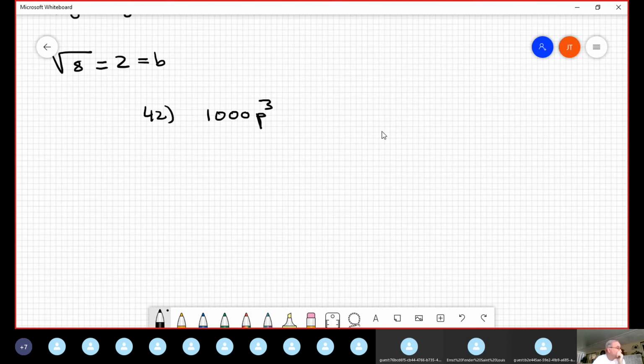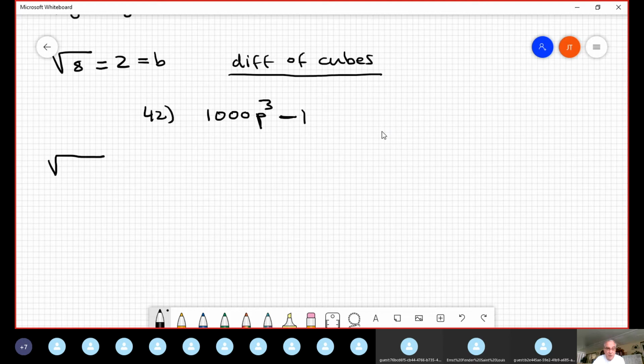1,000 P cubed minus 1. Factorization. Again, my question is: is it a difference of cubes or no? Yes, you recognize it for three reasons. Number one, it is a binomial. Number two, it is a minus. Number three, it is a perfect cube. What is the cubic root of 1,000? It's 10. Very well.